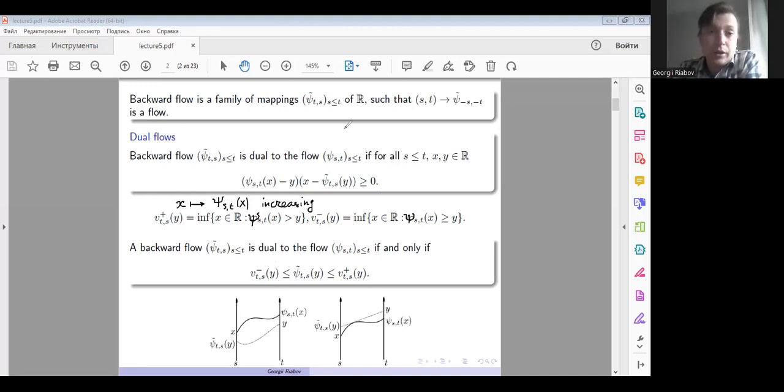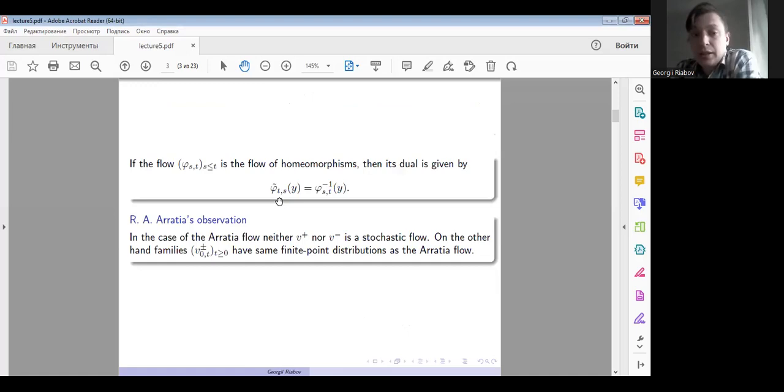In particular, if we have the flow of homeomorphisms, then V plus and V minus are equal, and they are actually equal to the inverse mappings. So when we have the flow of homeomorphisms, the dual flow is just the inverse flow.